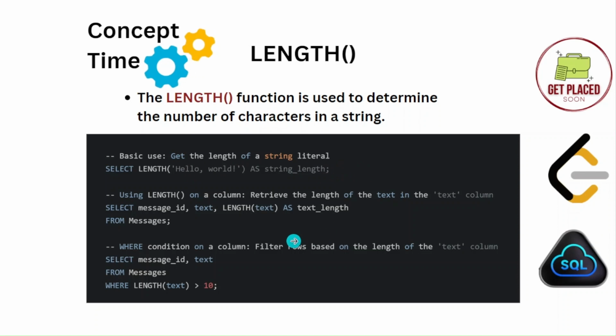We have one more example. We can use the length function on a column. Here we are selecting the columns message ID and text. When you take this column, you can also apply the length function here. So one column is text, the other column is length of text. Whatever value is present in the text column, its length will be present in this new column, and the column name is text length. The values will be the length of text for each and every row, from the messages table. I hope you understood this example as well.